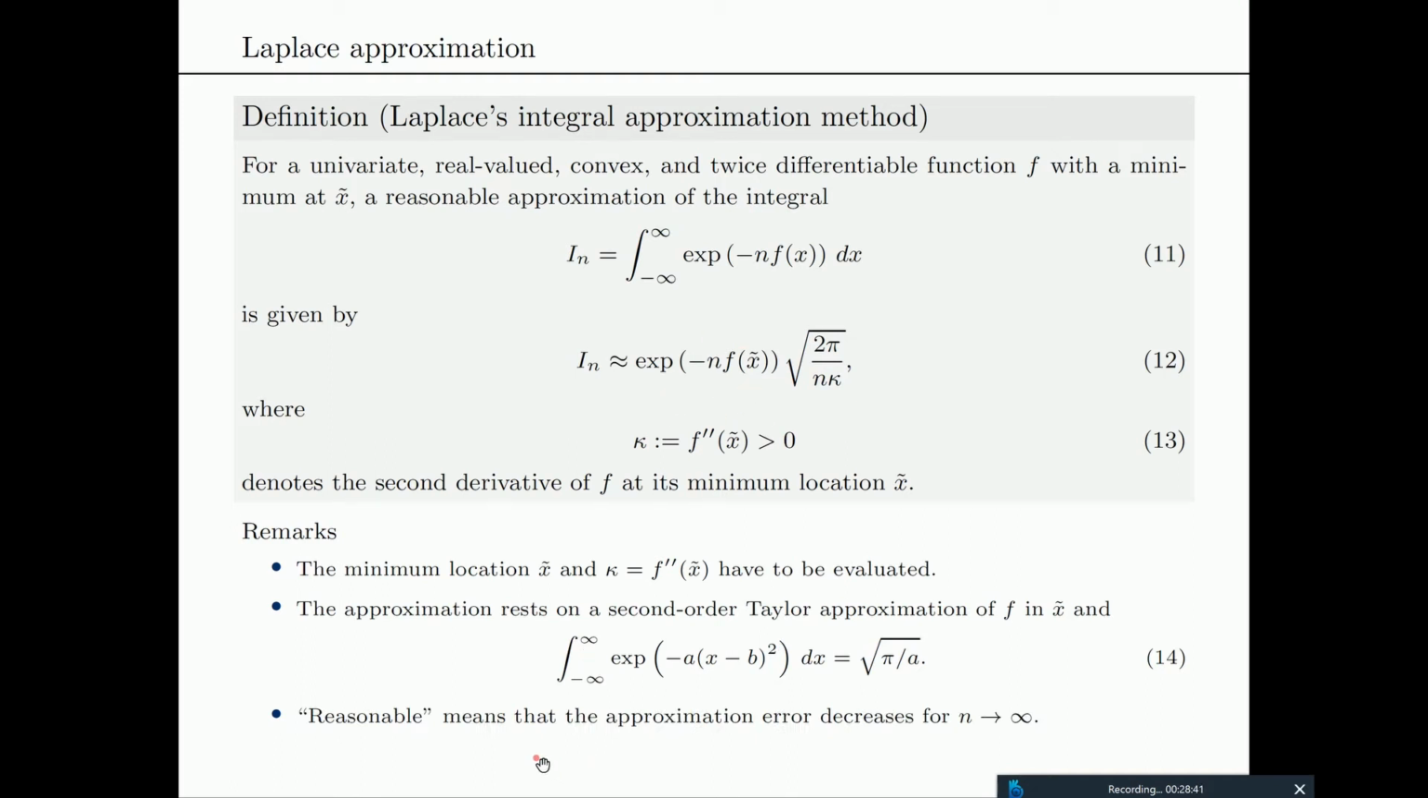And what I'm saying here, a reasonable approximation of the integral, is that the approximation error decreases as n gets large. Of course everything approximates everything, so you can also approximate any integral by 2. It's also an approximation. The question is, is it a good approximation when for every integral that you ever encounter you take 2? It's usually not reasonable, so with an approximation the question is always, does it get better somehow? And here one can show, and we will also do that, that the approximation error decreases for n going to infinity.